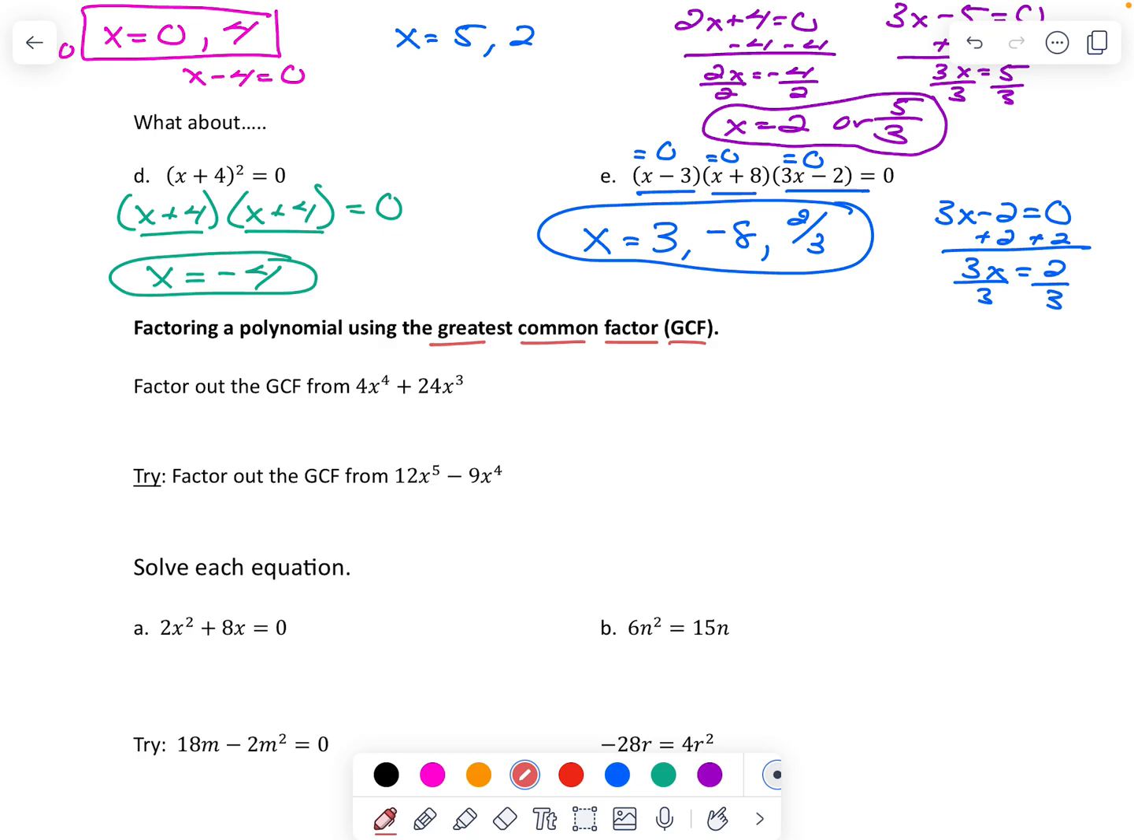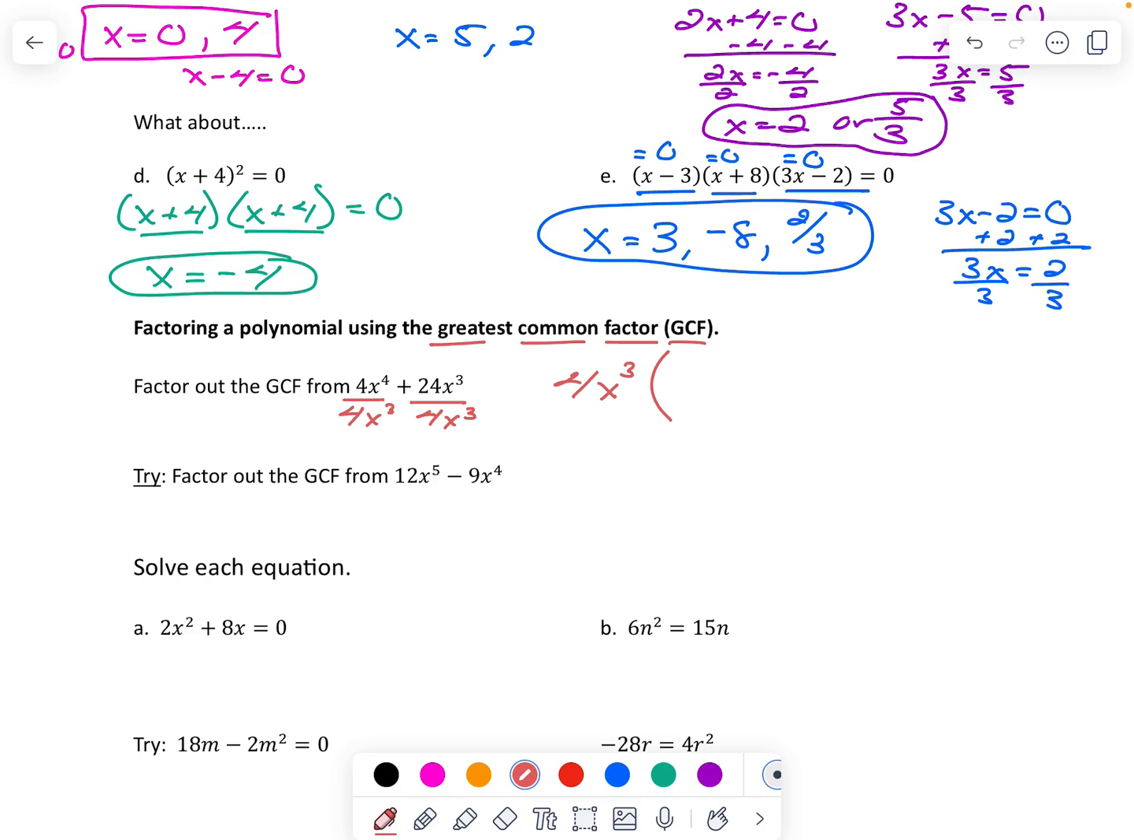So looking at the numbers, what's the largest number that can evenly divide into, or is a factor of, 4 and 24? Well, that number is 4. And then when we look at the x's, what's the greatest amount of x's we could divide each term by? Well, whatever the lowest is, so x cubed. Now we're going to divide each term by 4x cubed, and we're going to factor it out.